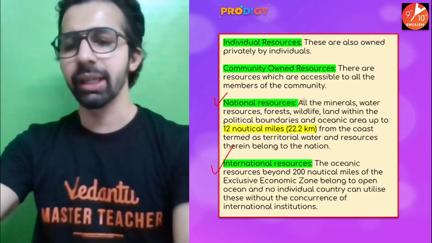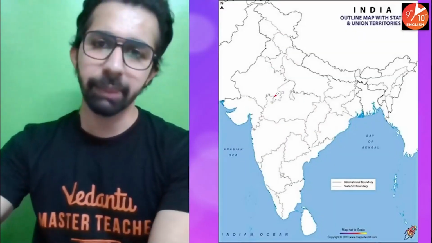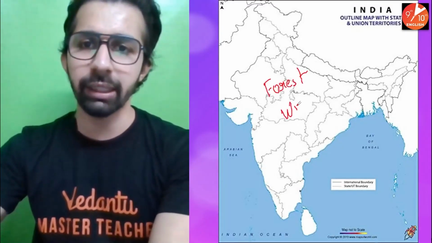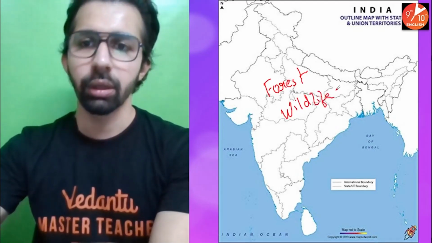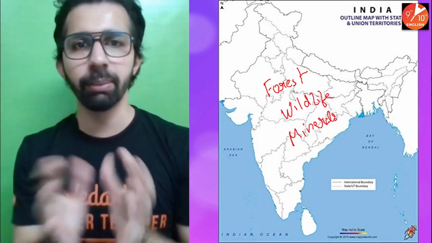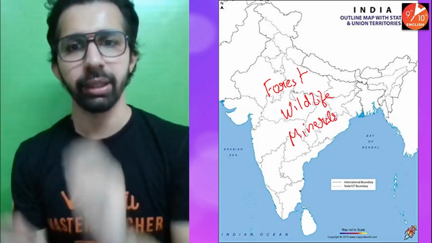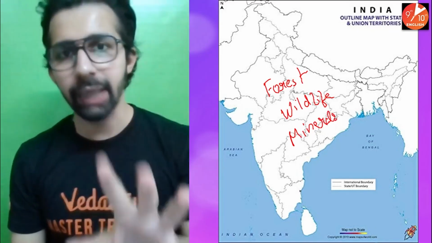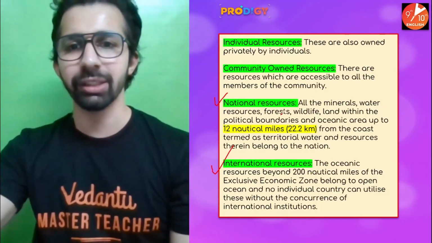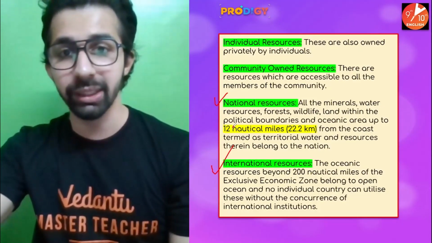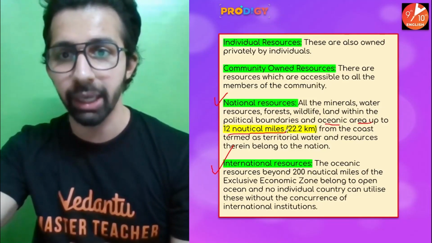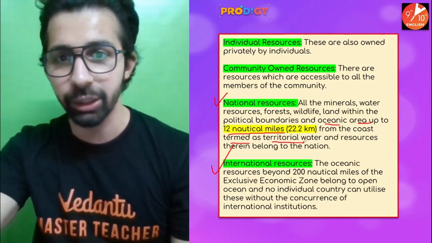What are national resources? That's practically everything within the country, be it the forest, the wildlife, or the minerals. Everything within the political boundaries of a nation is a property of the country. All right. And there is some extension also. Let's see what the extension is. All the minerals, water resources, forest, wildlife, and land within the political boundaries, and oceanic areas up to 12 nautical miles from the coast, is termed territorial water.